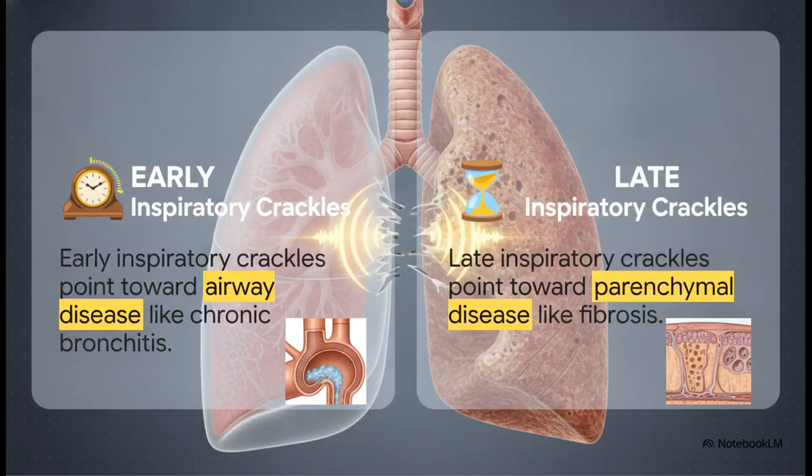Also, crackle timing is a huge giveaway. Early inspiratory crackles point you straight toward airway diseases like chronic bronchitis or emphysema. Late inspiratory crackles point to parenchymal disease, like the fibrosis we're talking about today. Oh, and if you ever hear short, high-pitched end inspiratory wheezes, we call those pulmonary squawks. You need to immediately think of hypersensitivity pneumonitis, pneumonia, or bronchiolitis obliterans.